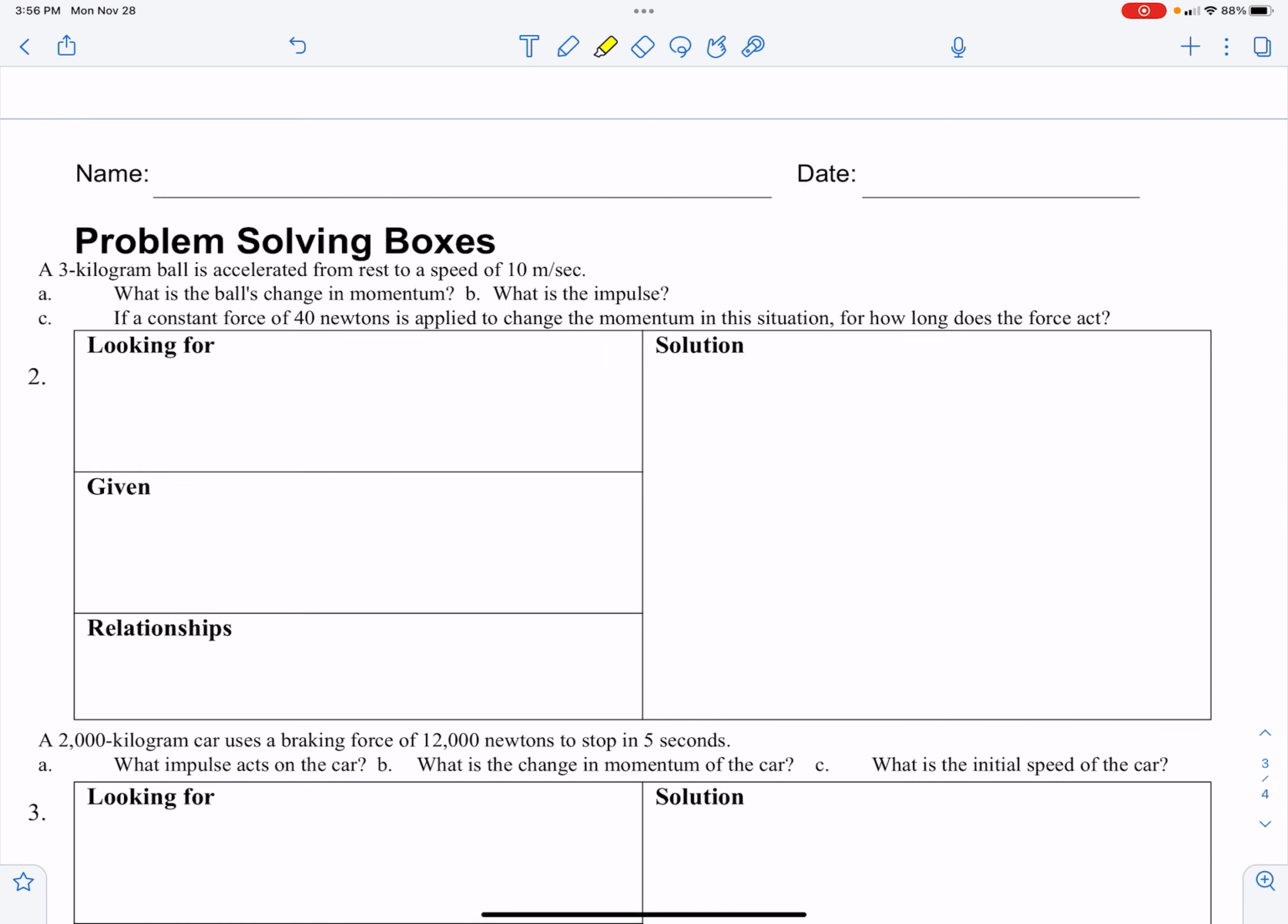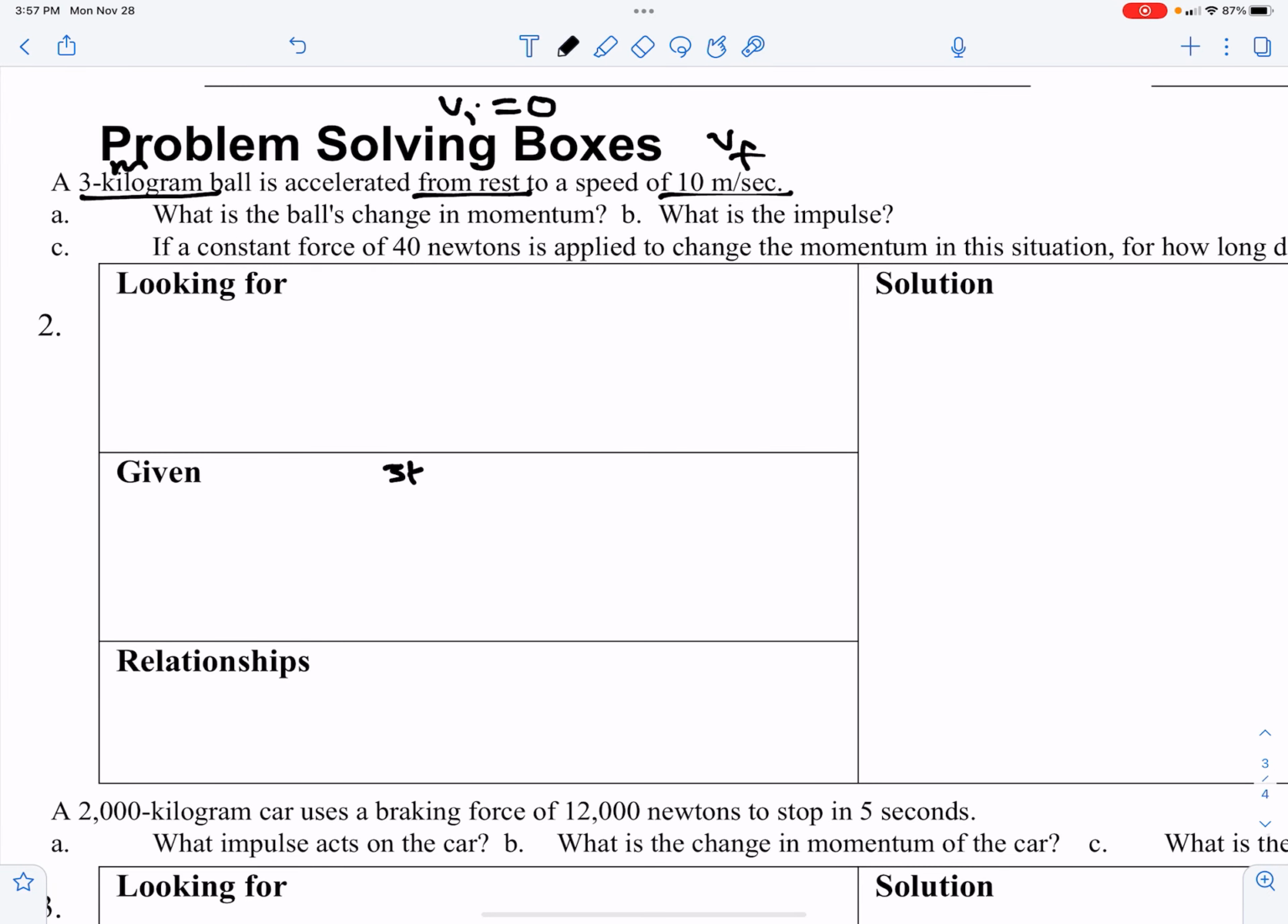It says a 3 kilogram ball is accelerated from rest to a speed of 10 meters per second. Okay, so we're given mass. From rest means V initial equals 0. That makes this V final. So let's look at what we're given here. We're given a 3 kilogram ball. We're given V initial 0. We're given V final is 10 meters per second. Okay, what are we looking for? Well, part A, we're looking for the ball's change in momentum, delta P. Remember, the triangle there is the Greek letter delta, and that means change in something.